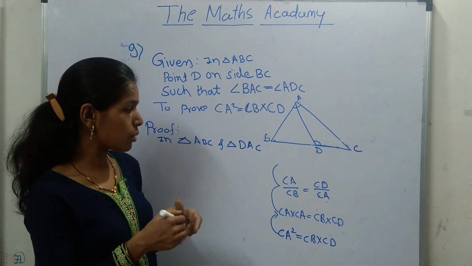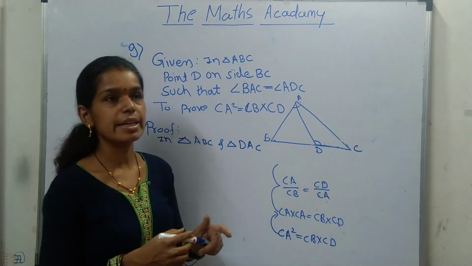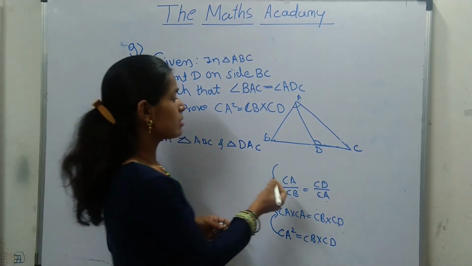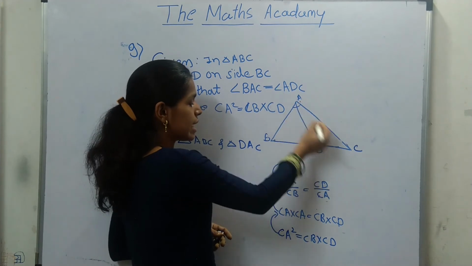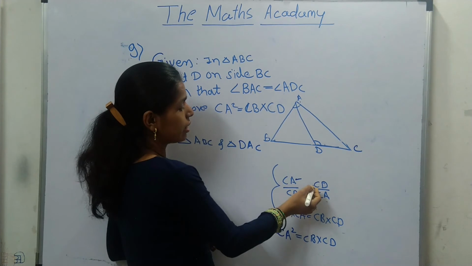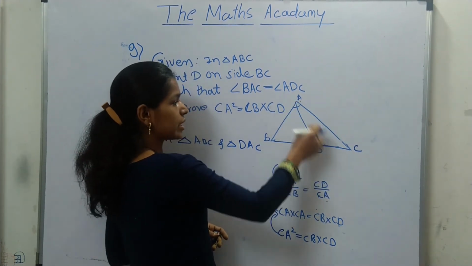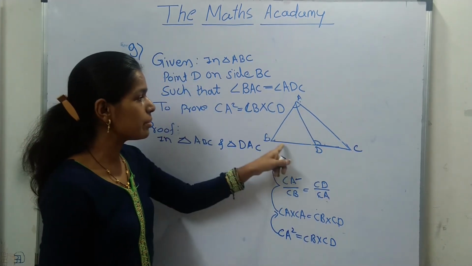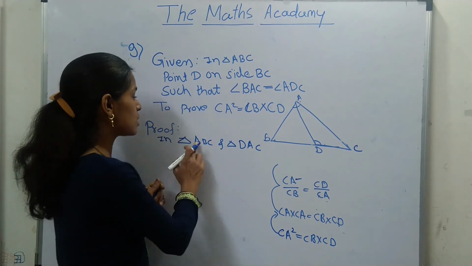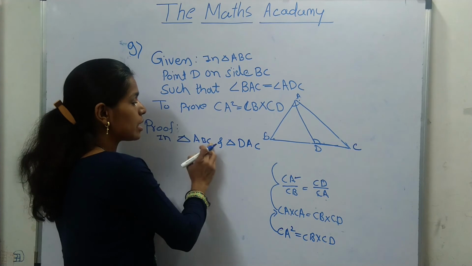But which two triangles do you have to consider? For that you have to see the sides CA, CB, CD, CA, and which triangle consists of these sides. Now see here, this is triangle ABC. ABC has the side CA. ABC has the side CB. Then CD is a side of triangle ACD. CA is a side of triangle ACD. So we have to consider the one bigger triangle ABC and the other triangle ADC. So we are going to consider triangle ABC and triangle DAC.